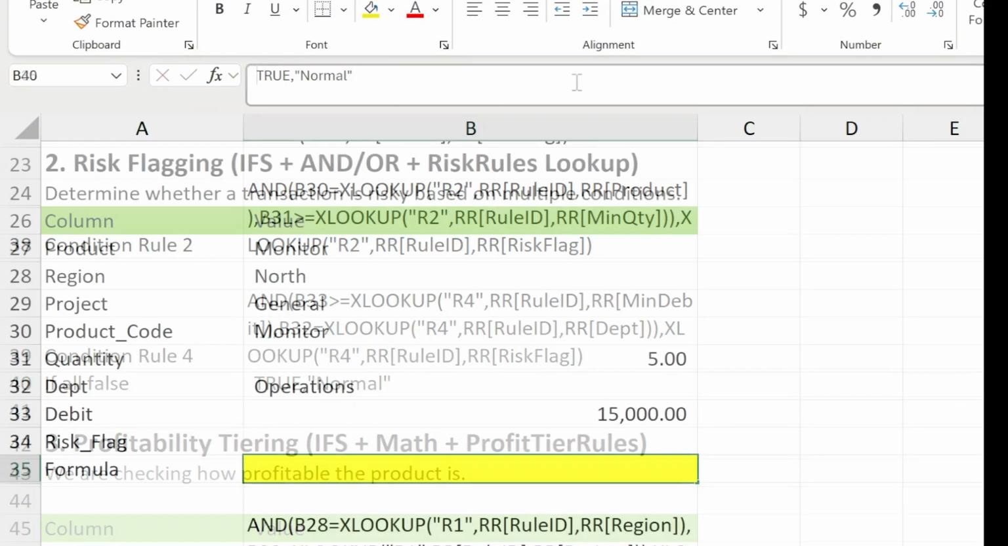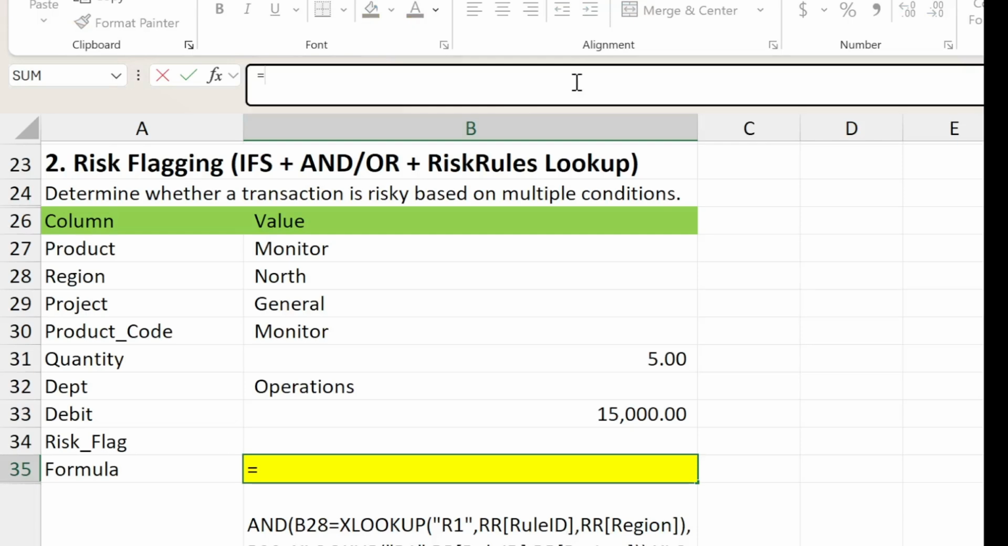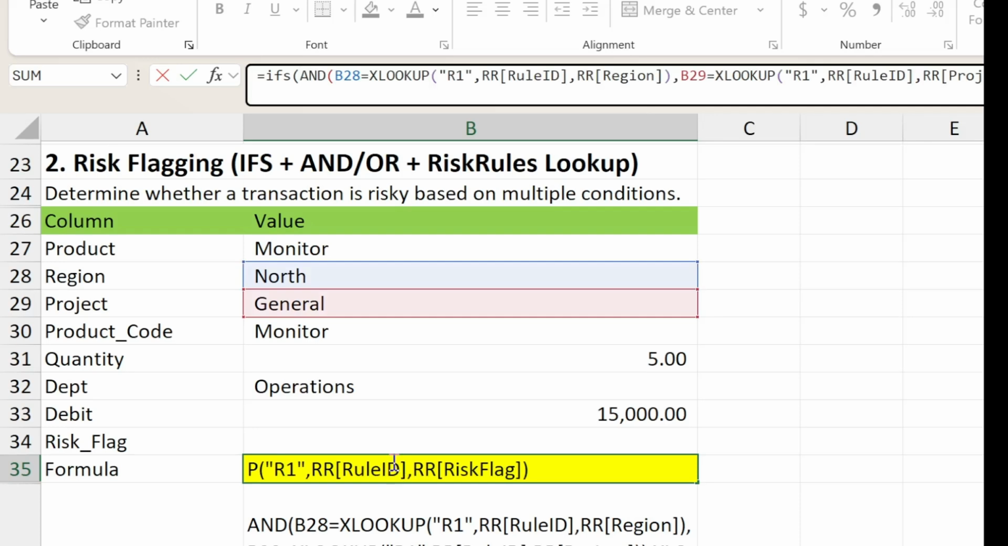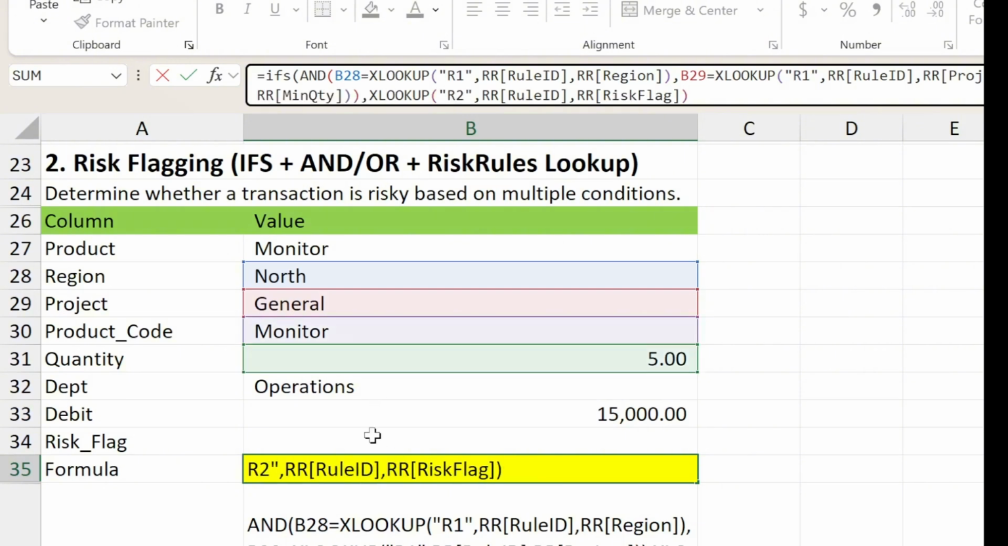In the Excel demo we want to determine the risk flag for the product monitor based on region, project, quantity, department and debit. The nested if checks each rule one by one. For example, the first rule checks if the region is north and the project is general. If this condition is true the formula returns the risk flag for that rule. If not it moves to the next rule.